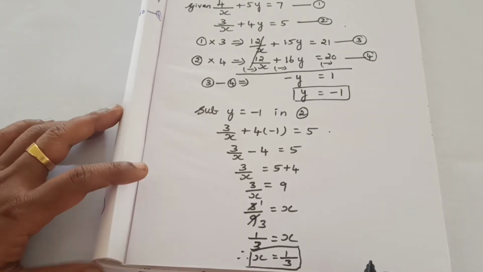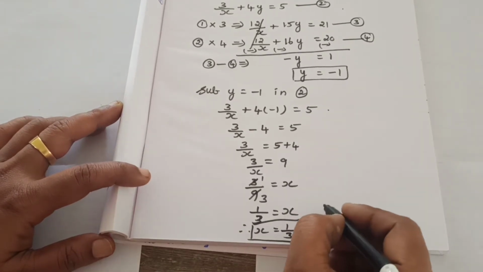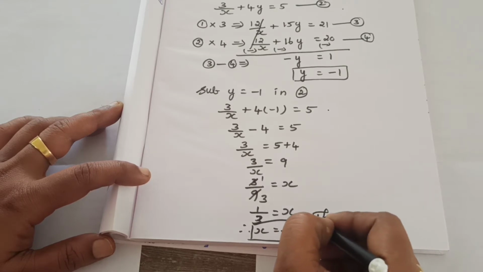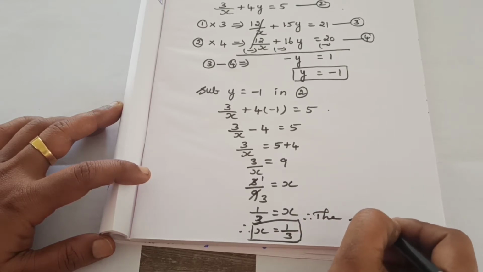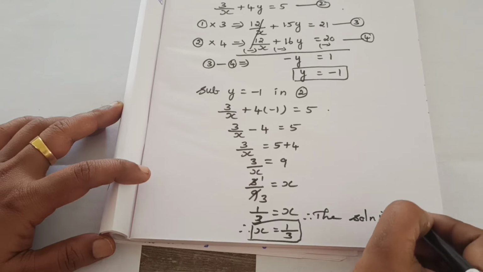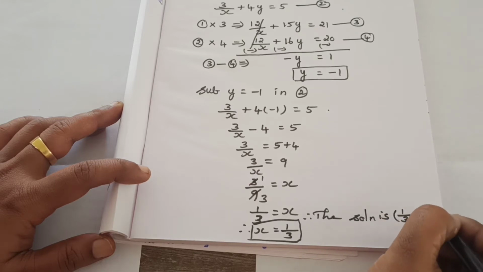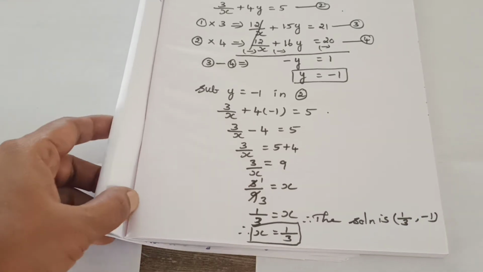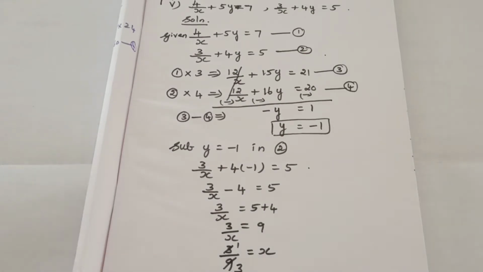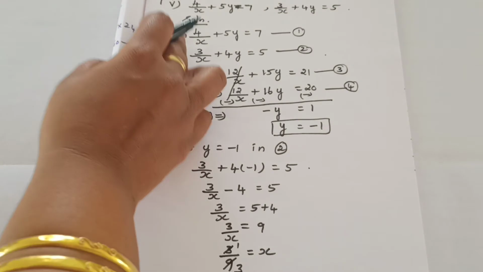Therefore, the solution, how we can write it? Therefore, the solution is x value first we have to write, 1 by 3 comma minus 1. Any doubt? Have you understood? Very simple. And then here fraction given at once, don't be afraid. Okay, 4 by x.